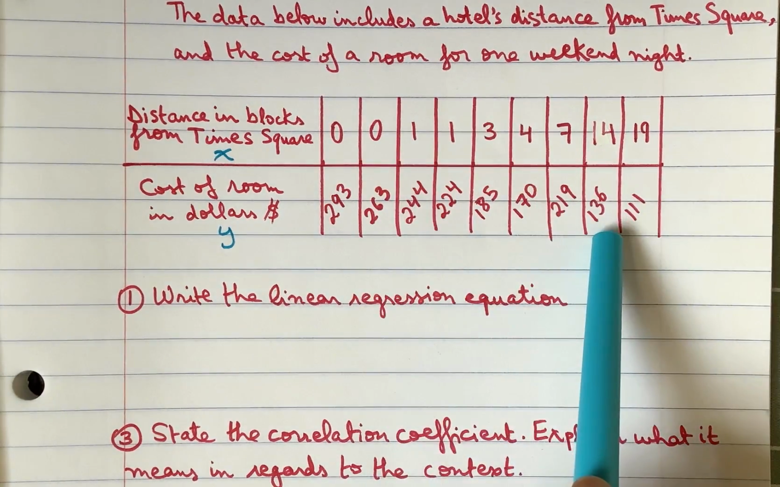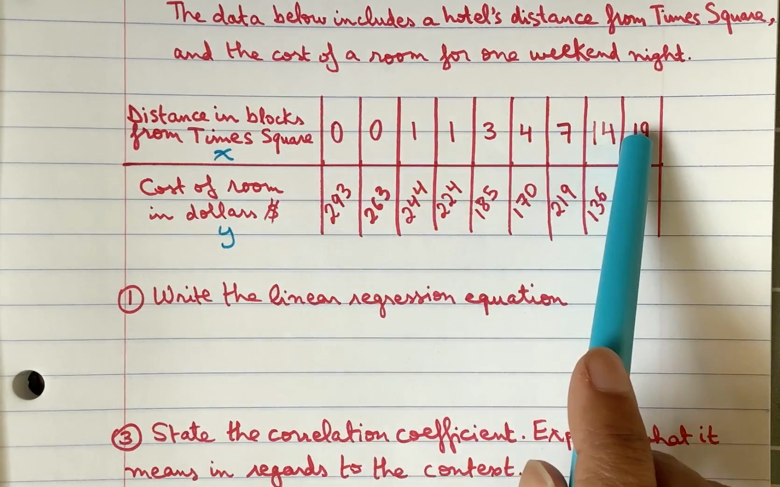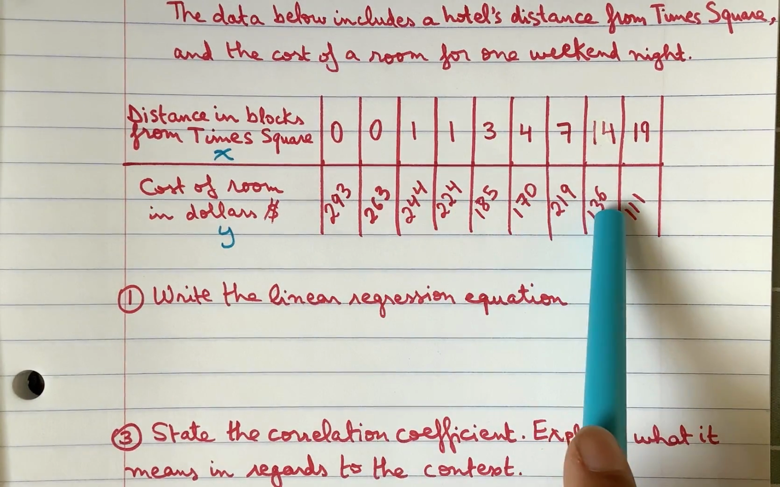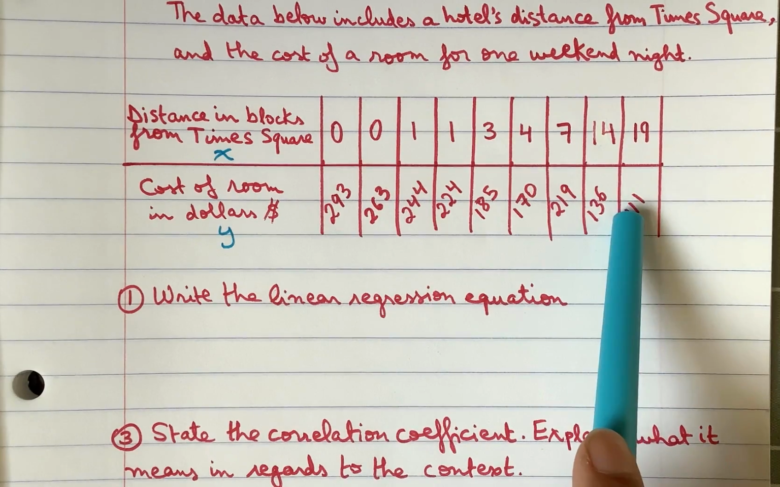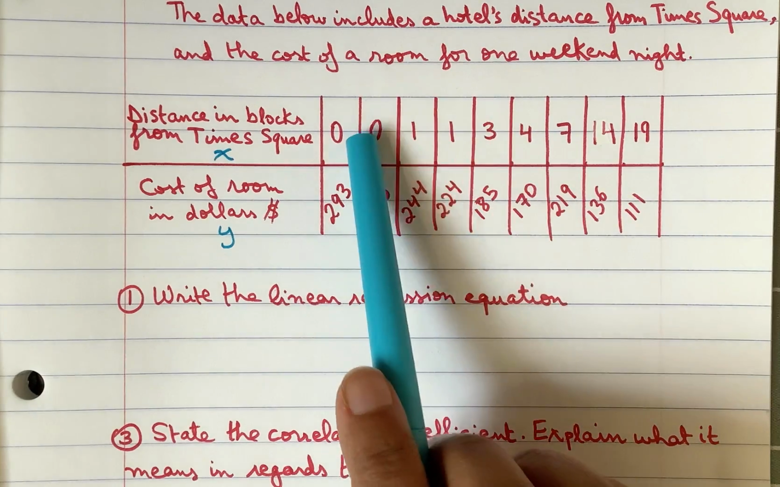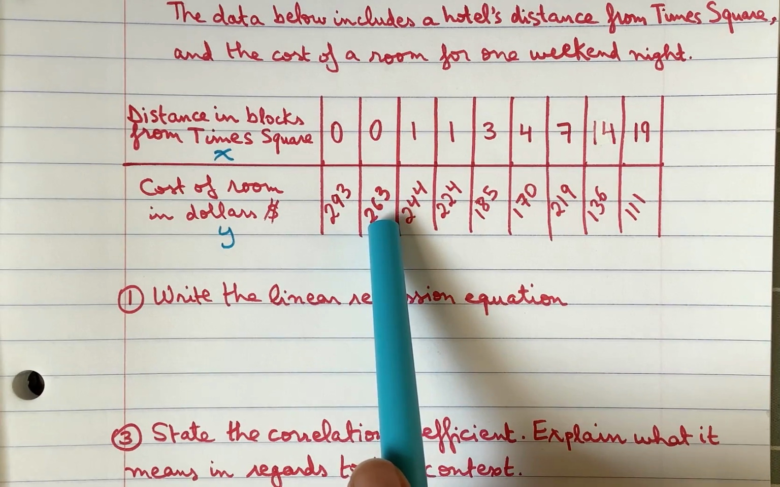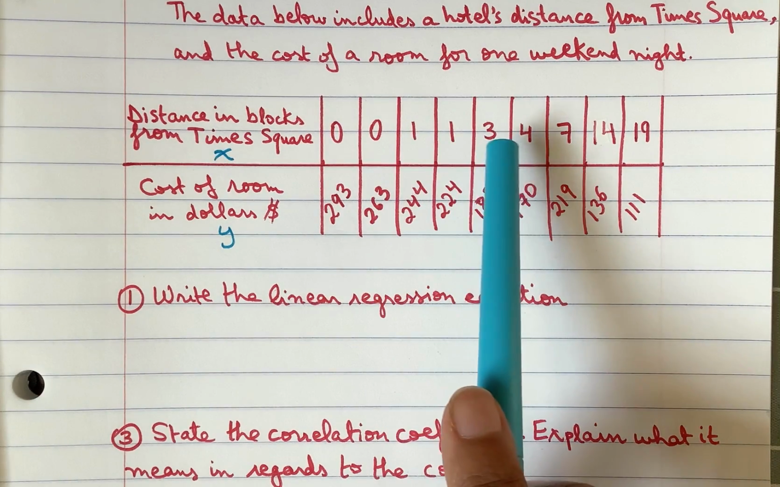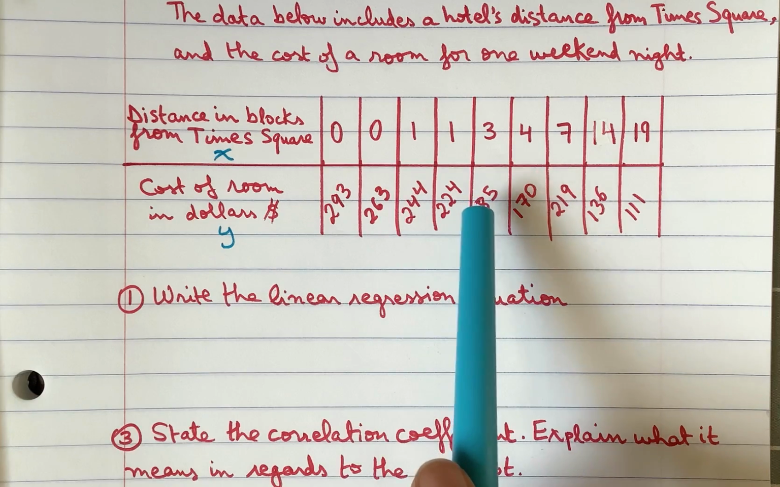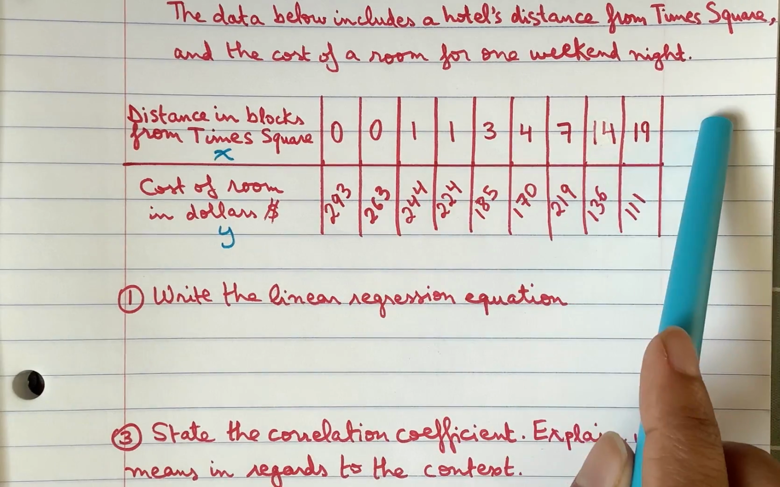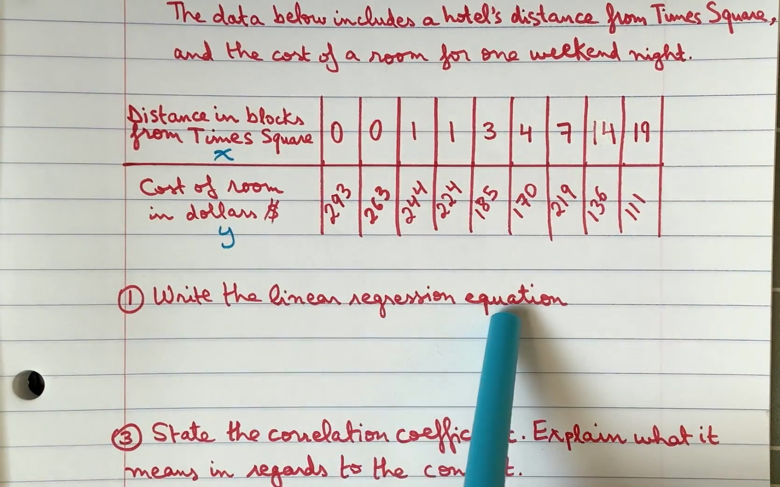So noticing this, we can say that the farther you are from Times Square, the less money you'll have to pay for a hotel room for 1 weekend night. And the closer you are to Times Square, the more you'll end up paying. And let's see, if I were to figure out how much a room would cost me if I am, let's say, 5 blocks away from Times Square or 25 blocks away, we need our linear regression equation.